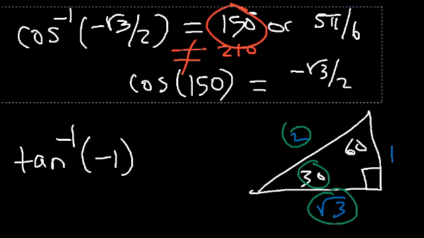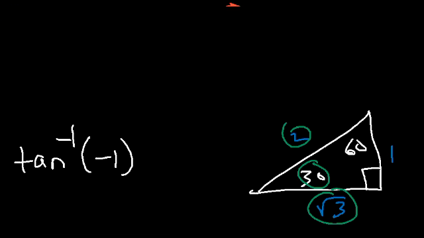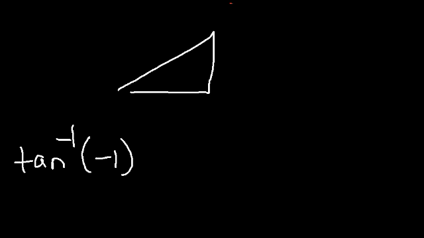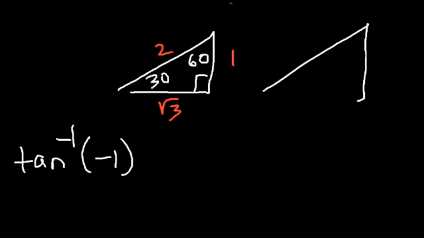So now what is inverse tangent of negative 1? Inverse tan is negative in quadrant 4. So the angle has to be between negative 90 and 0. So first, let's find a reference angle. Now, which two triangles should we use to find a reference angle? Should we use the 30, 60, 90 triangle, or should we use the 45, 45, 90 triangle?